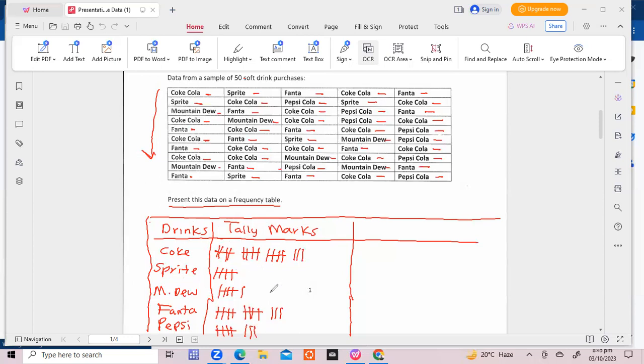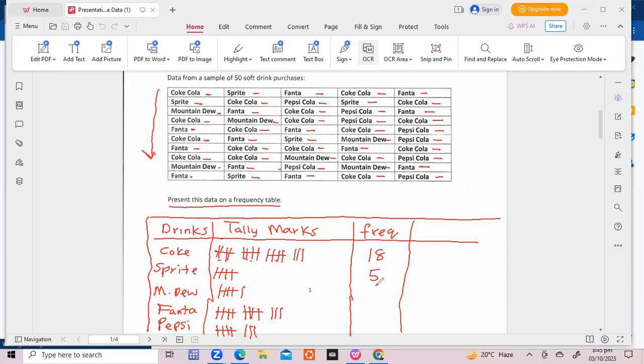So this is what we have as tally. Then we can now add a column for frequency. So we had the frequency. So frequency, we count the bundles: 5, 10, 15, 18. So the frequency for Coca-Cola is 18, meaning Coca-Cola was 18. Sprite, we just have one bundle, which is 5 if I didn't make a mistake.